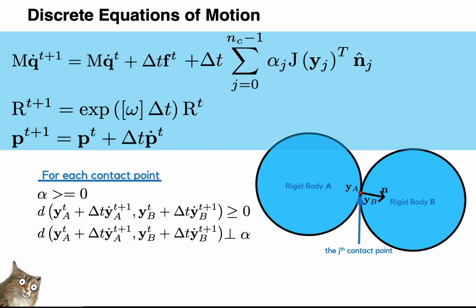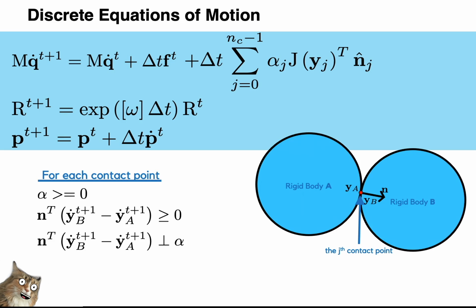Returning back to our nonlinear equations, we can now simplify even further by substituting our linear approximation for the distance function into our current nonlinear contact constraints. This gives us a set of linear constraints in terms of contact point velocity. Given these linear update equations and linear constraints, we now need to work out how to solve this problem, but not just for a single contact, for many contacts.